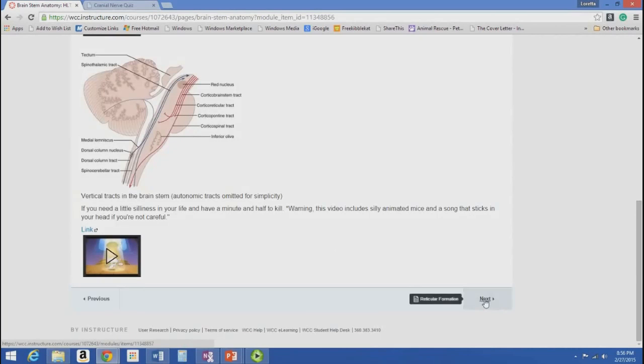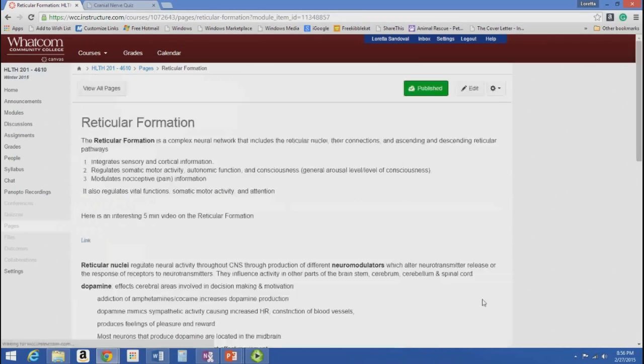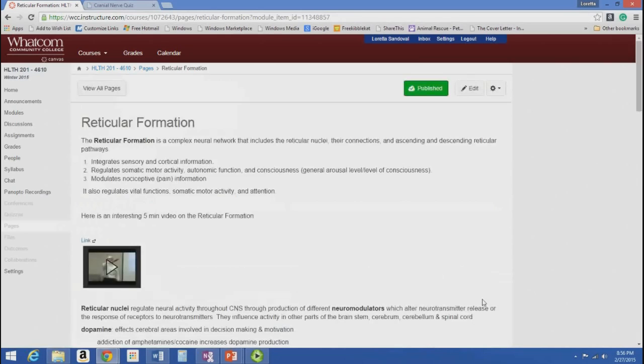Brainstem. Okay. So we're going to start talking about some of the specific structures of the brainstem, and I'm going to do that in the next lecture section.